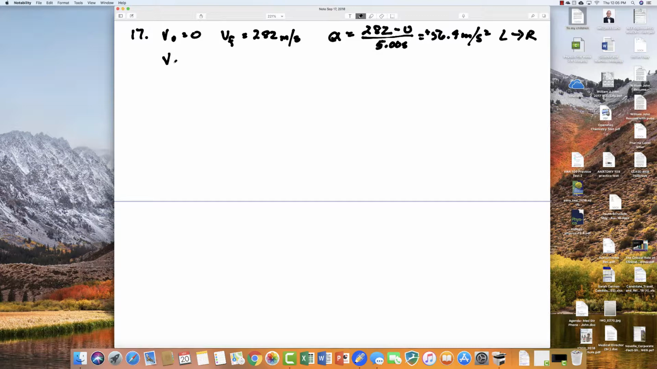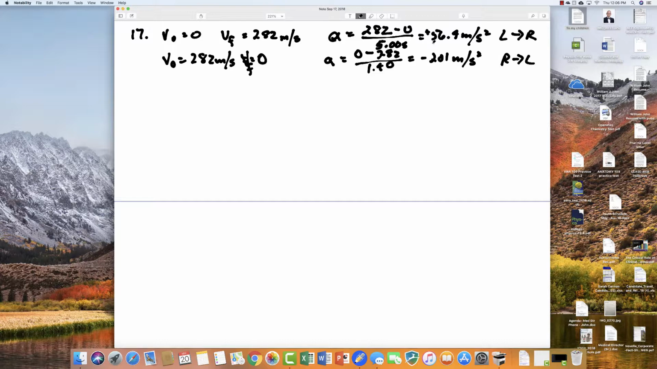Now, the second half: the v initial is the 282 meters per second, and the final is 0, because that means that it's stopping. And so the acceleration here is going to be 0 minus 282 divided by 1.40 seconds, because this occurs in only 1.40 seconds. If you do the math here, you get minus 201 meters per second squared, which means the vector of acceleration is now right to left instead of left to right.